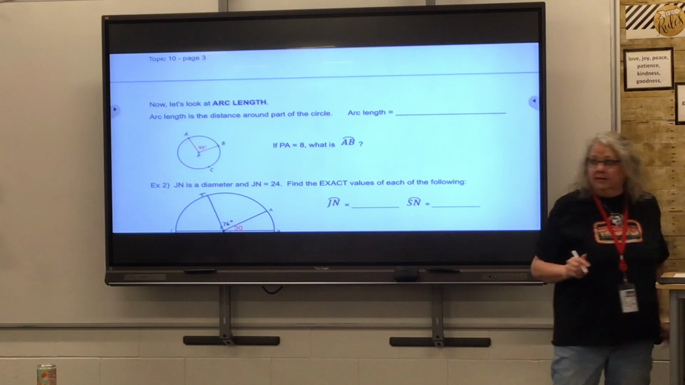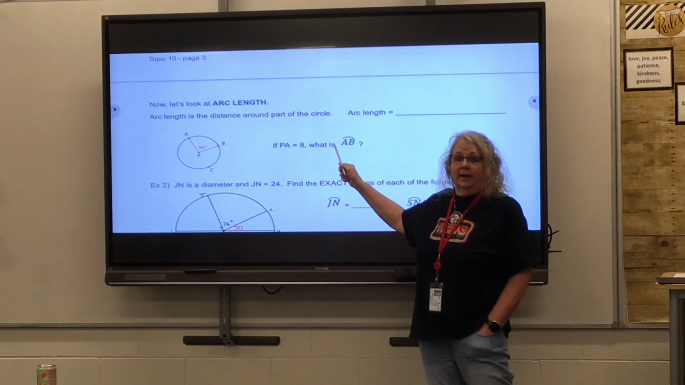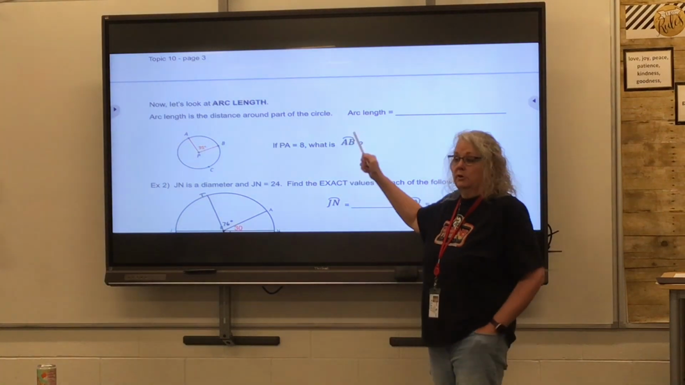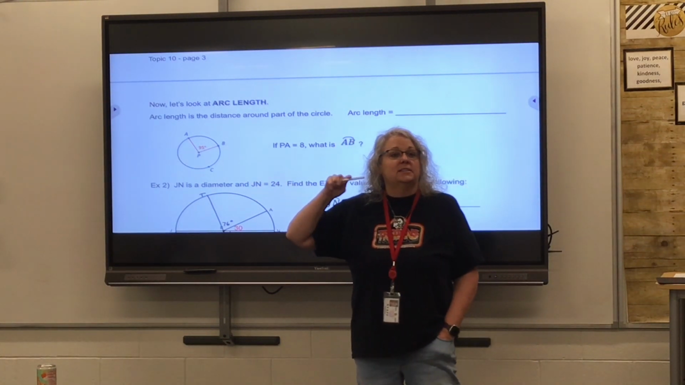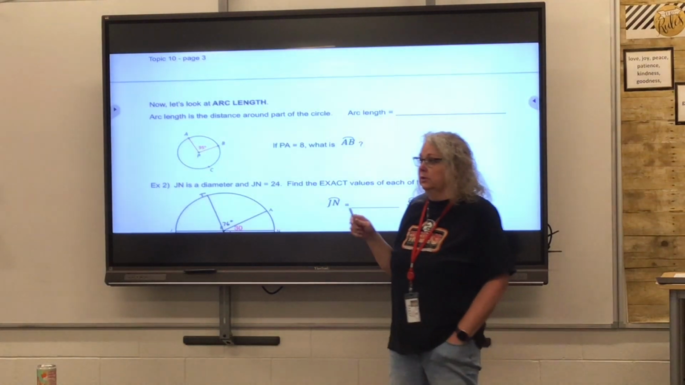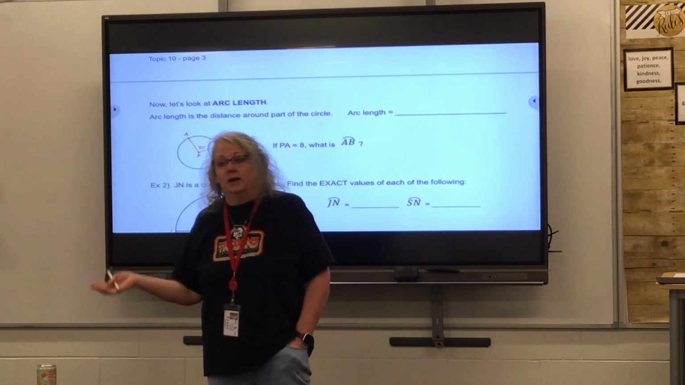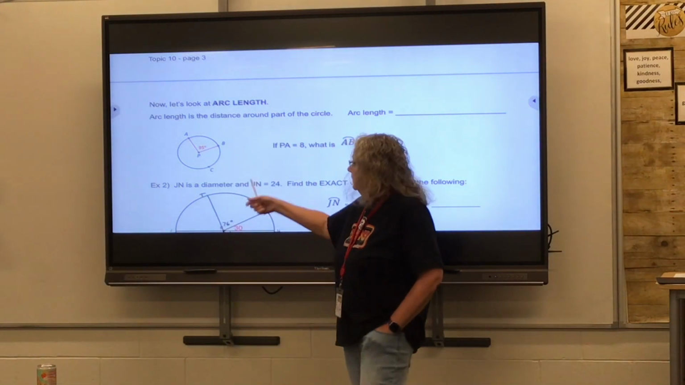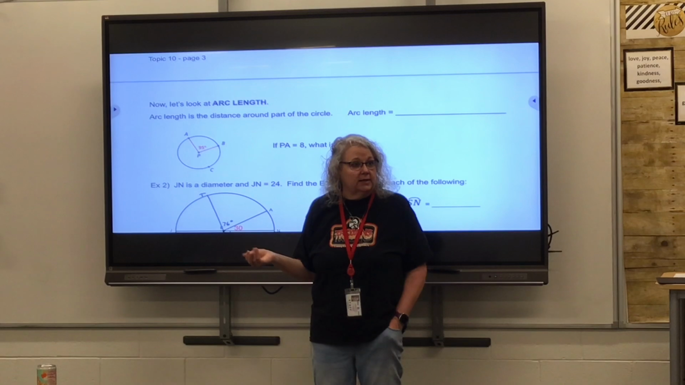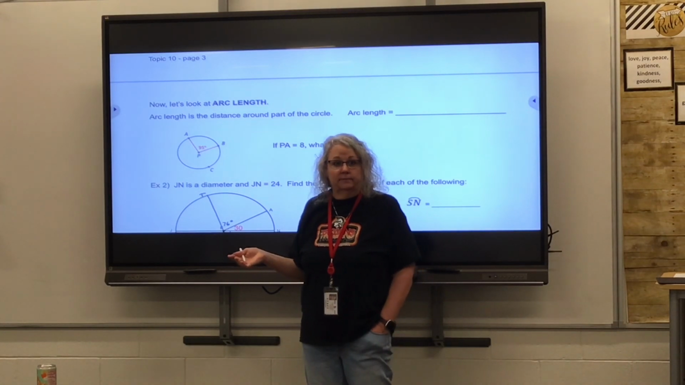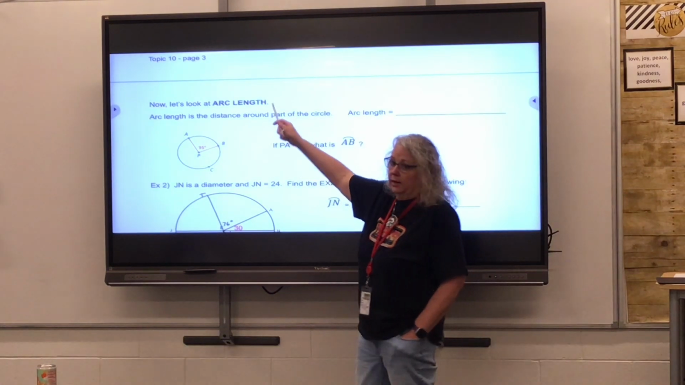So the biggest thing you need to see here is that there's no little m. If there's no m, then you're talking about the length of the arc. If there's the little m, then it's the measure of the arc. The measure of the arc will be in degrees because it's the same as the angle. So if this is 95, then the measure of arc AB is 95. That's what we did yesterday. Does that make sense?